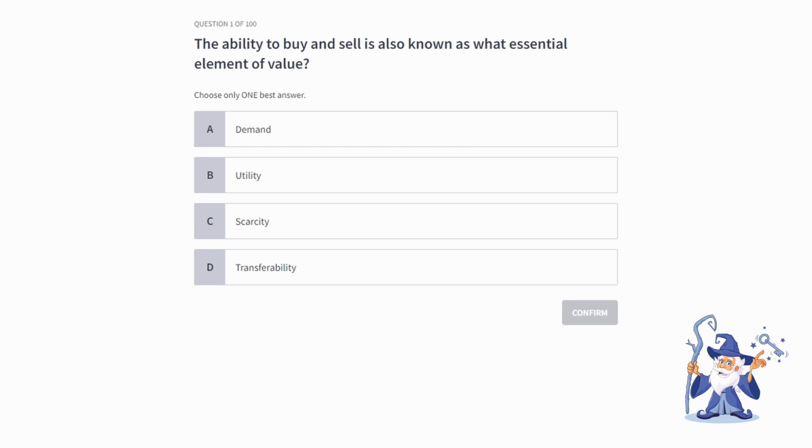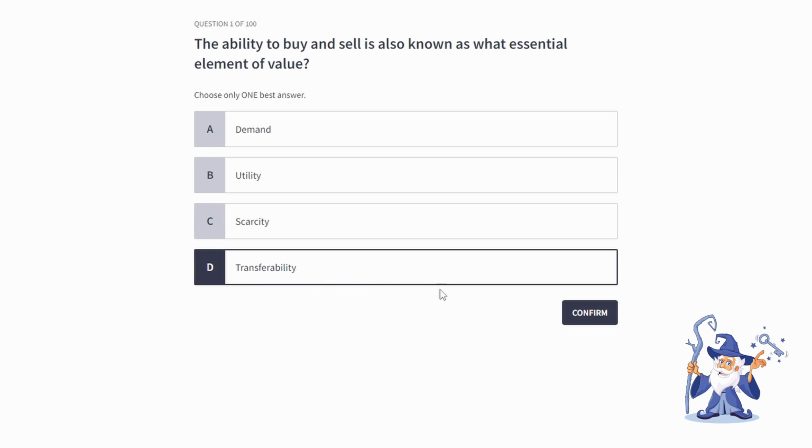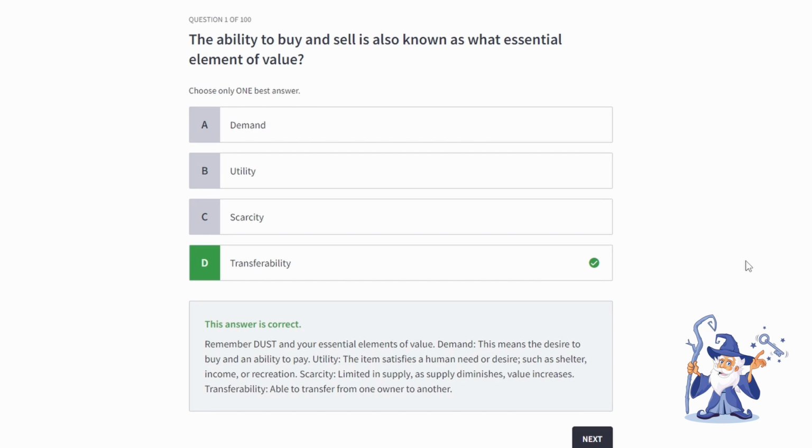Okay, hopefully you came up with your answer. If not, again, feel free to pause, no biggie. Alright, so what is the correct answer for this one? Well, it's going to be D, transferability.